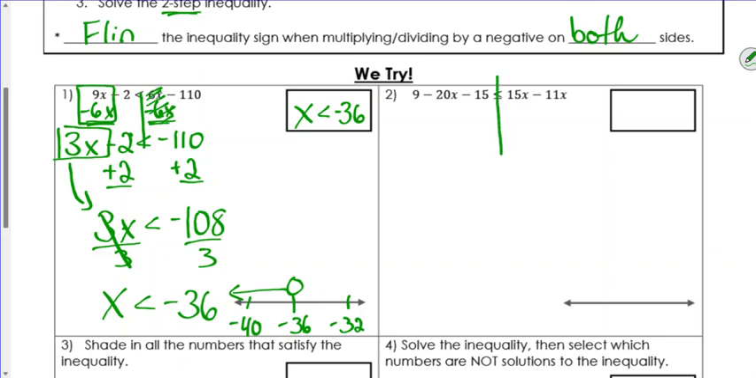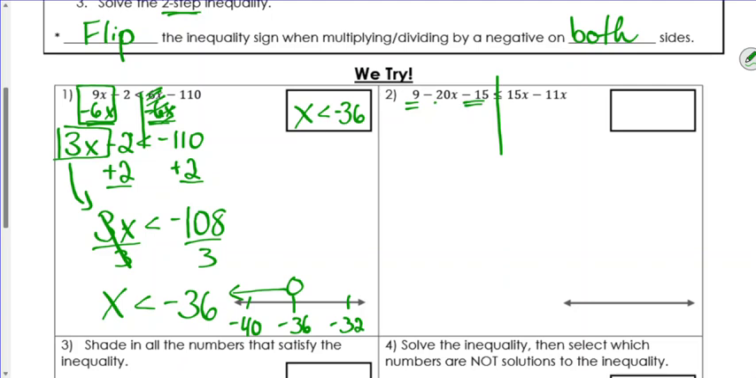Alright, I'm going to start this the same way. I'm going to draw that line just to distinguish between my two sides. Again, our first step is always distribute or combine like terms first, just on either side. I can't distribute here, but I can combine like terms. I have this 9 here and a minus 15. I can put those together before I do anything else.